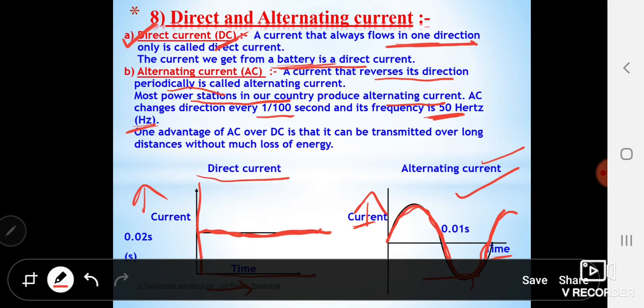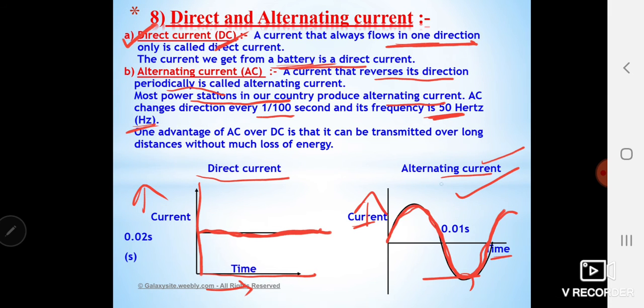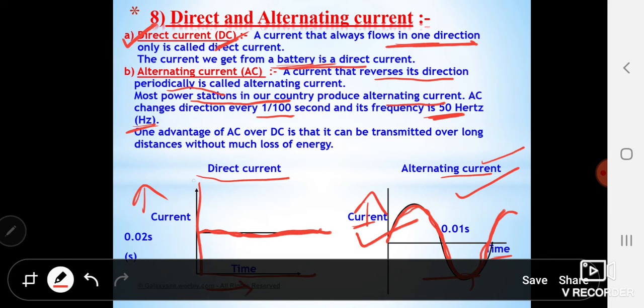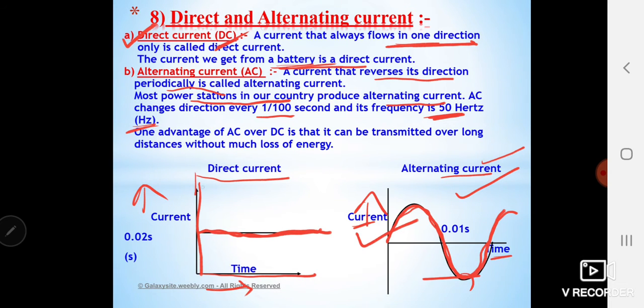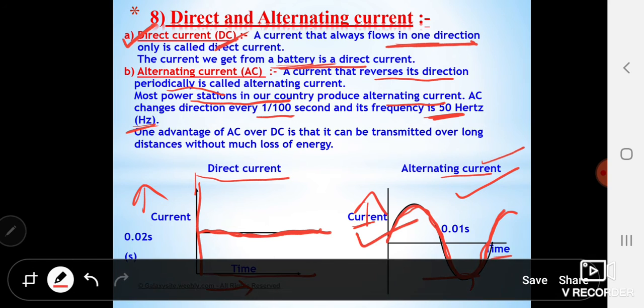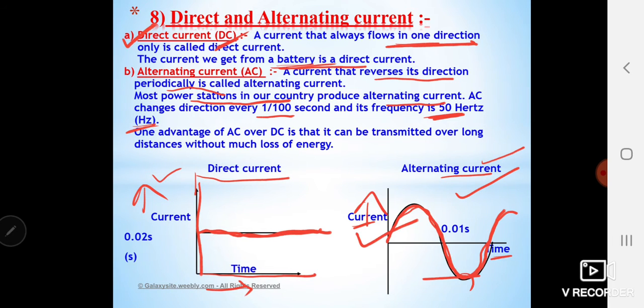Keep in mind, write the differences between direct and alternating current. The first point: in AC current, for every half of the cycle, the current keeps reversing its direction. This is called an alternating current, and you can draw this graph also. This is the second difference you can write. In direct current, the current flows in a single direction, that means unidirectional. It does not change its direction during its flow. And the second point, you can draw this graph.